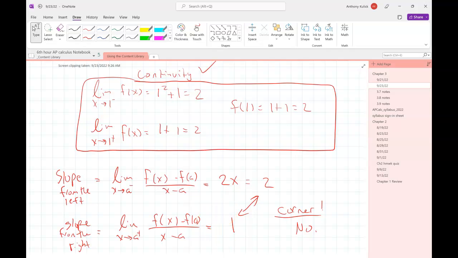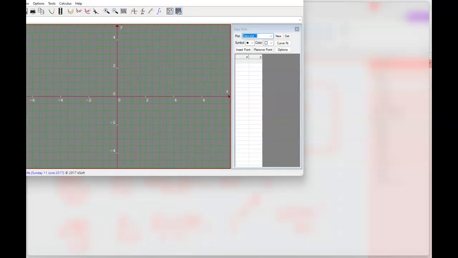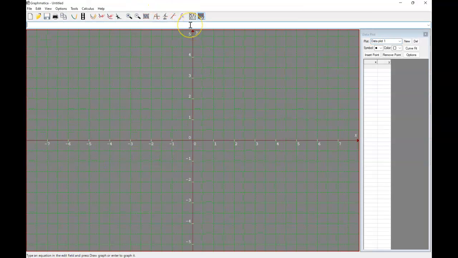If we wanted to graph this, I'm going to graph it on this software because it's a bit easier to graph a piecewise function. So there's the left half.